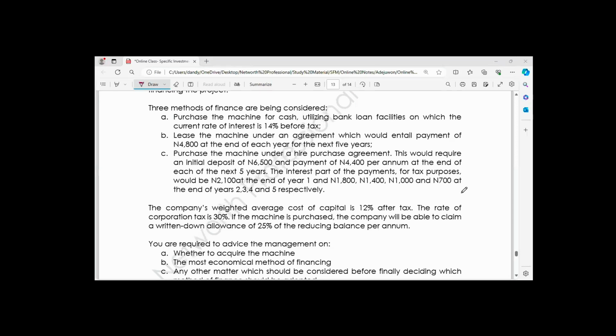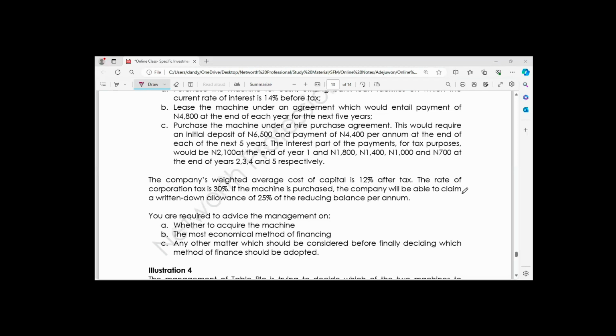The company's weighted average cost of capital is 12% after tax. The rate of corporation tax is 30%. If the machine is purchased, the company will endeavor to claim a written down allowance of 25% of reducing balance per annum. You are required to advise the management on A, whether to acquire the machine, B, the most economic method of financing, C, any other matter which should be considered before finally deciding which method of finance should be adopted.